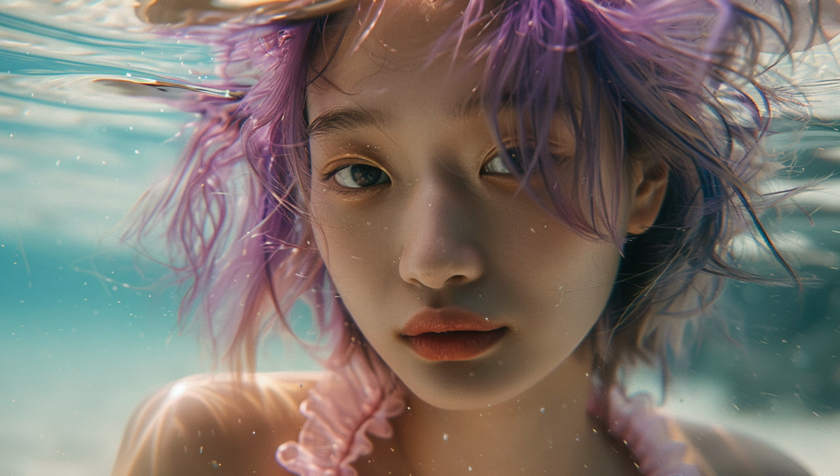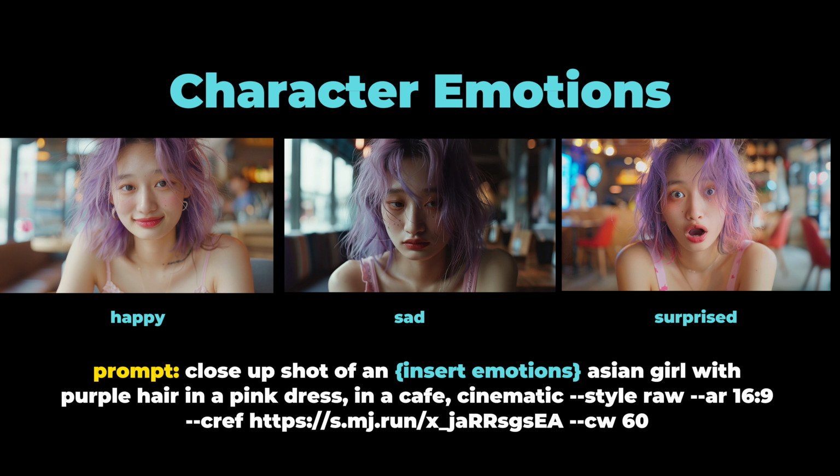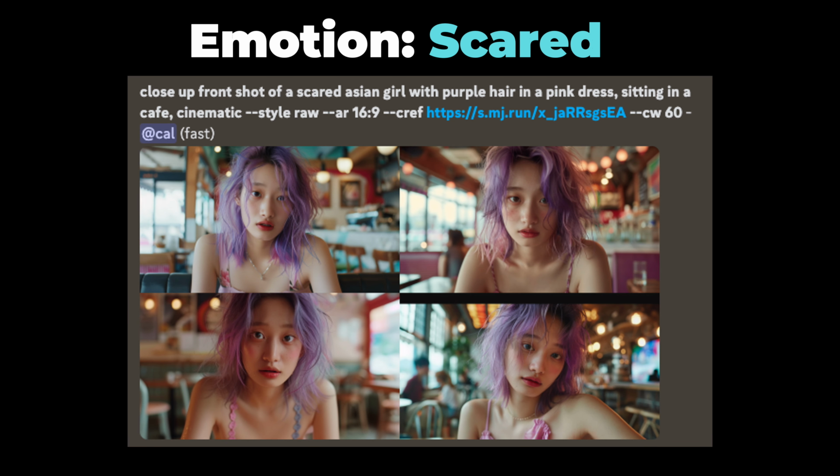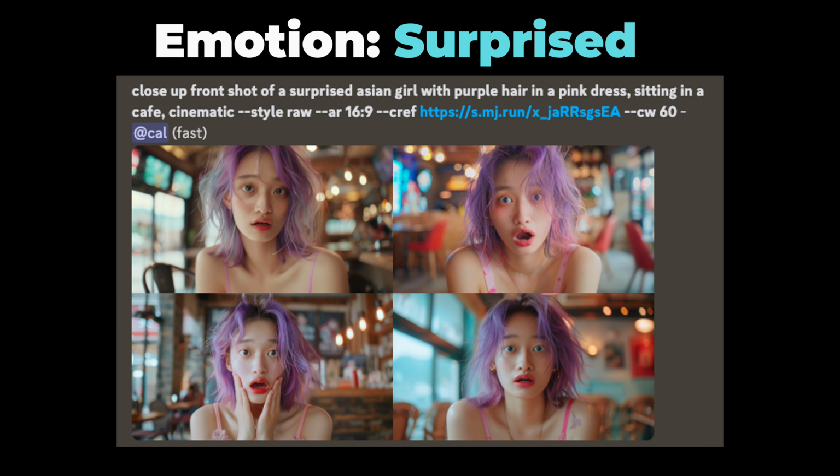But while she does look pretty cool, what if we want her to look different? We don't want her to be frowning all the time, am I right? In this case, we could also vary her emotions in the prompt. For example, here's a version of her being happy. Or what if she's scared? Or surprised? Or angry.